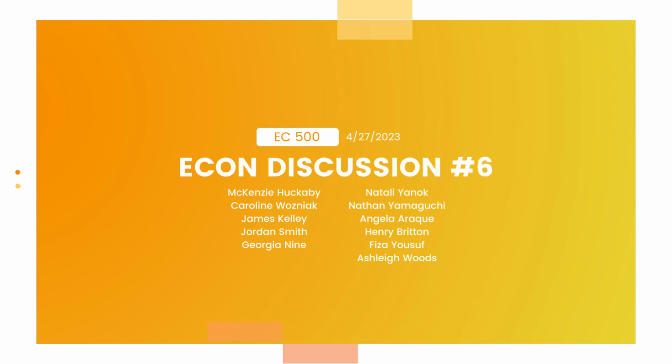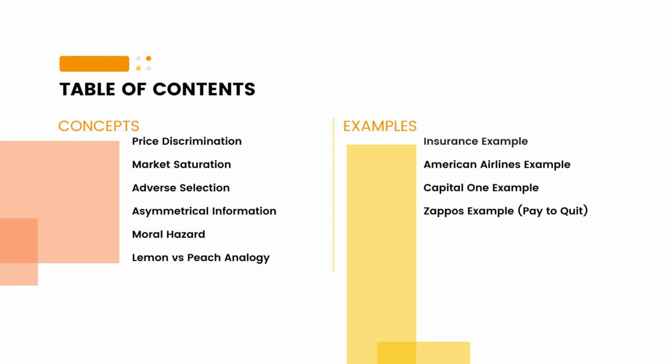Our group is presenting discussion number 6 on adverse selection. In our presentation, we will cover the economic concepts of price discrimination, market saturation, adverse selection, asymmetrical information, moral hazard, and the lemon versus peach analogy. Then we will apply these concepts to examples involving health insurance, airlines, banks, and real-world businesses like Zappos.